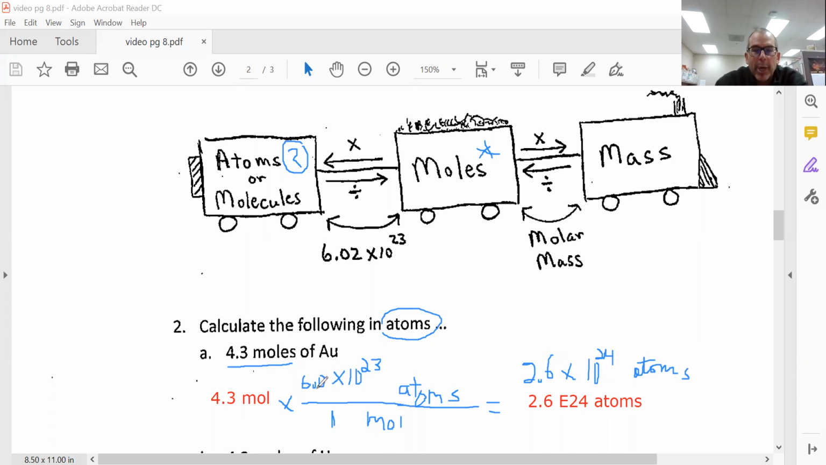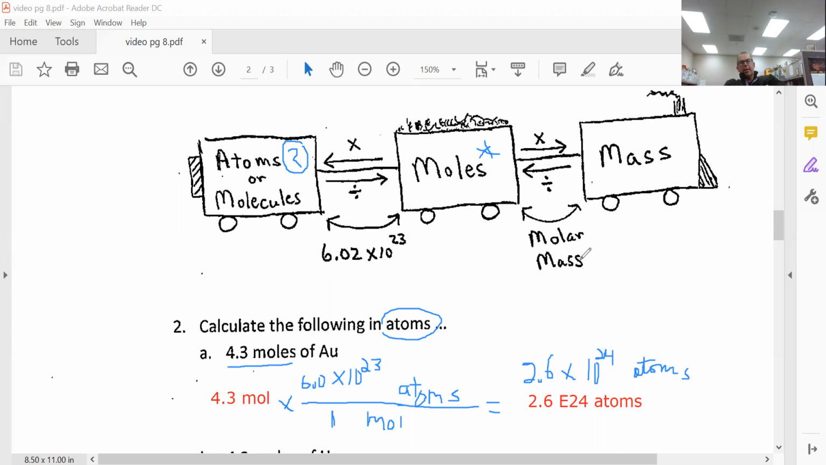Okay, let's see if that answer makes sense. 1 mole is 6 times 10 to the 23rd. 4 moles is going to be 4 times bigger, so I should get a bigger number, which makes sense right here. Notice when you go from moles to atoms, it does not matter what substance you were doing. If I had 4.3 moles of copper, it would be the same number of atoms of copper. If I had 4.3 moles of eggs, it would be this number of eggs. So this conversion is not dependent on the substance. The molar mass conversion is dependent on the substance.